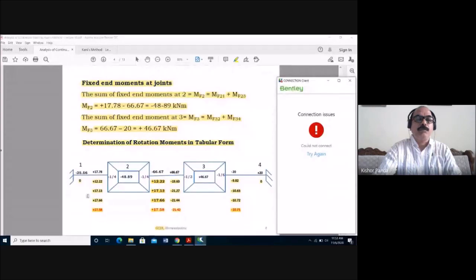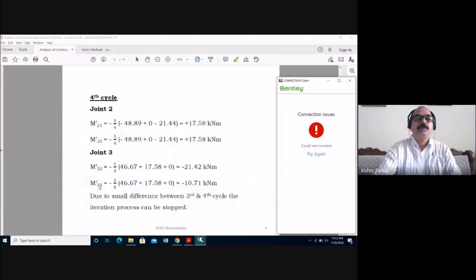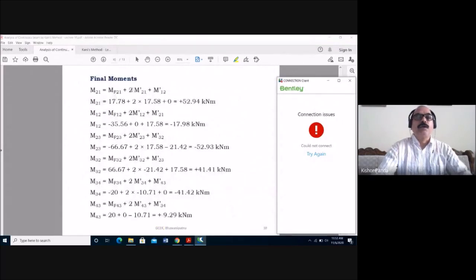This is the far end rotation moment. So twice of this value and once this one. And the piston moment is this one, twice this one plus this. So here you see MF21 plus 2 M-21 plus M-12. This is twice, and this is your piston moment. This is twice of this one, and this is 0. M-12 is 0. So here you got 52.94. This is the final moment.